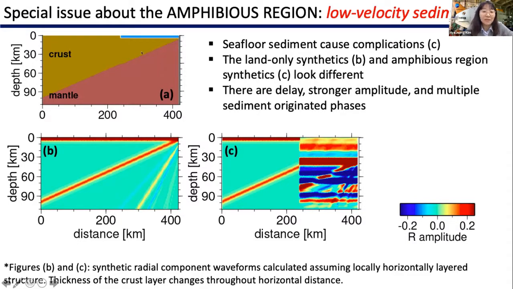Now, let's consider the amphibious environment. We have an ocean on the right side and a sediment layer that is covering the crust. Then the synthetics we get look like C. You can realize B and C look very different. This is all due to the effect of the sediment. I would like to point out some characteristics. First, there is a delay for overall phases. And also you can see that they are all in strong amplitude, and there are multiple horizontal patterns, which are all phases originated within the sediment.